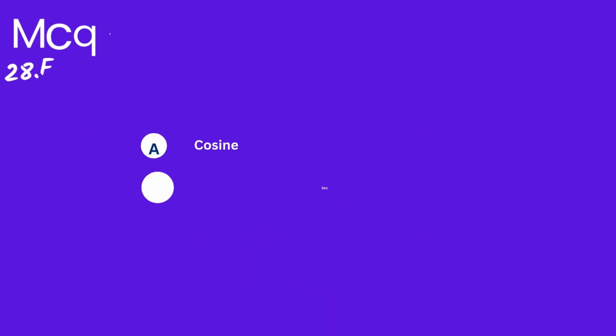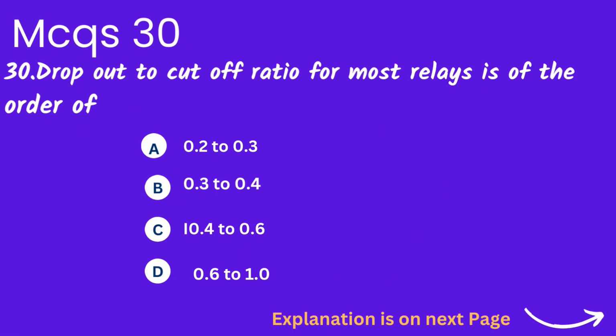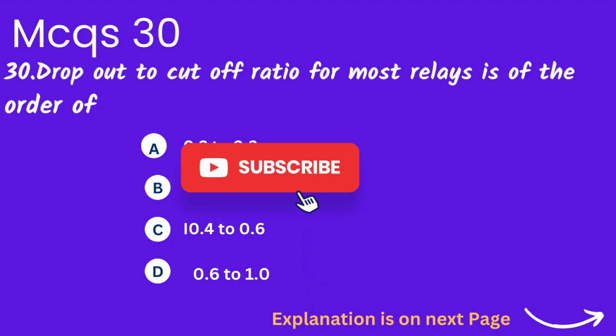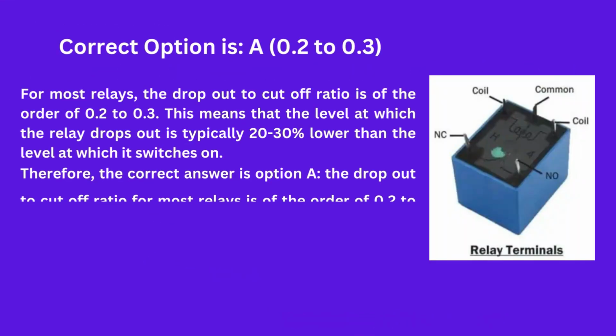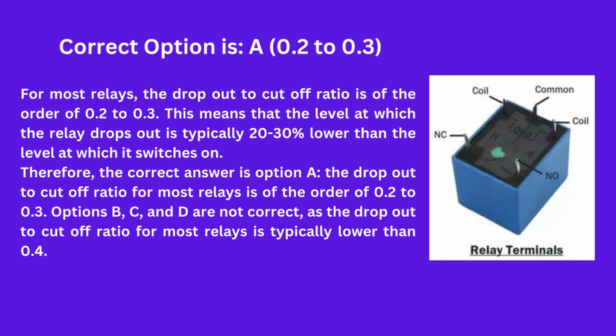So our next MCQ is: the dropout to cutoff ratio for most relays is of the order of 0.2 to 0.3, 0.3 to 0.4, 0.4 to 0.6, 0.6 to 1.0. So our correct option is option A, 0.2 to 0.3, because for most relays the dropout to cutoff ratio is of the order of 0.2 to 0.3. This means that the level at which the relay drops out is typically 20 to 30% lower than the level at which it switches on. Therefore, the correct answer is option A.